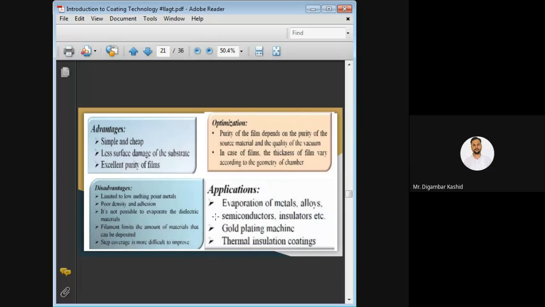Now, what are the advantages of this subtype of PVD, that is thermal evaporation? The first one is that this process is a very simple and cheap method.